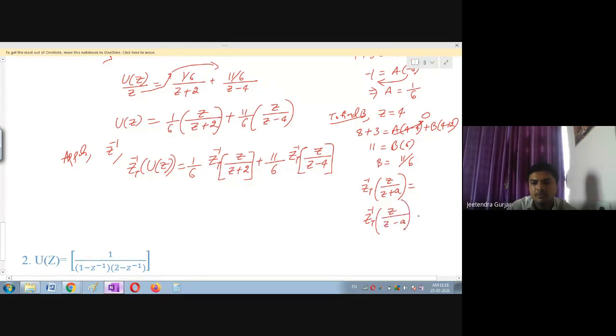Which formula I'm going to use? Yes, students, these two formulas you should know. Please tell me what is the formula for z divided by z plus a. A raised to n. Yes, it is a raised to n. Whereas z divided by z minus a. Plus you have told me. Now minus.